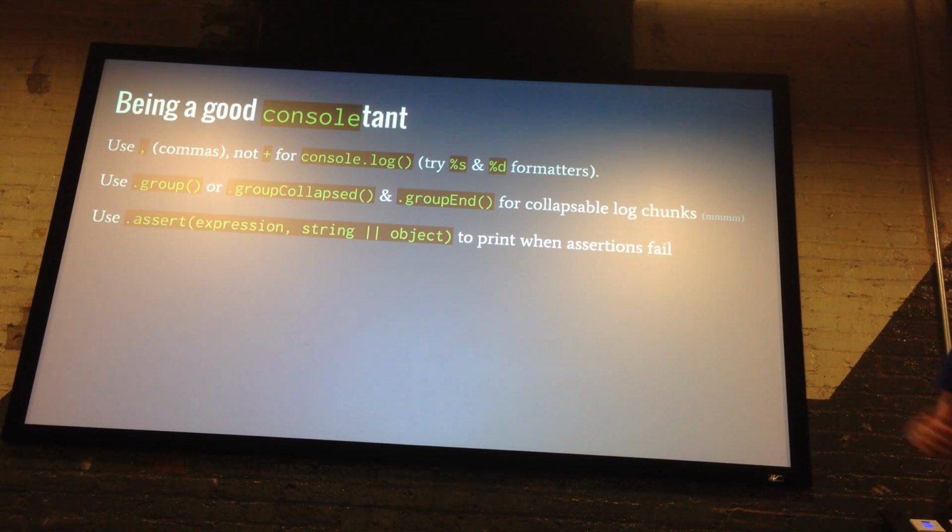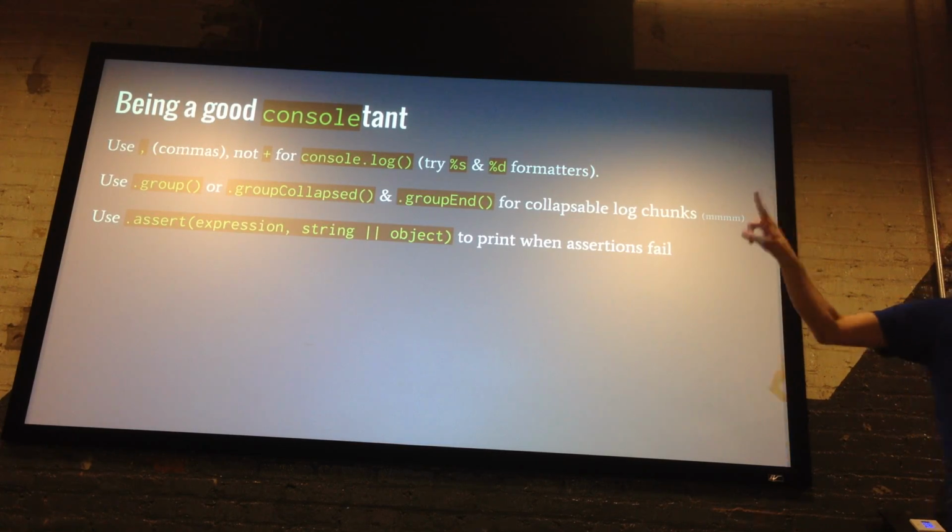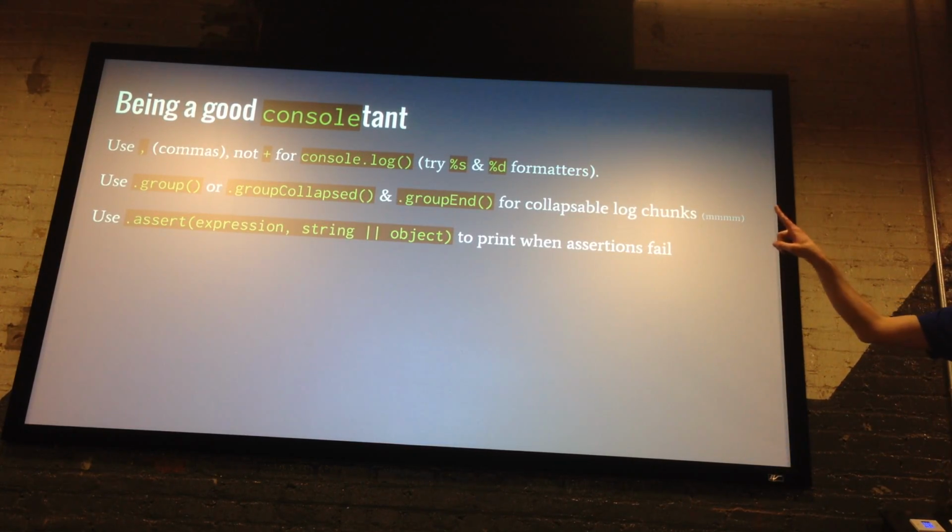There's a thing called assert. If you're writing unit tests, you might be familiar with the term assert. Assert is just something where you say, I'm asserting this to be true, and when it fails, it's going to print whatever string or object you pass it. So this takes two arguments. It takes the expression, which is any expression in the context of that application.